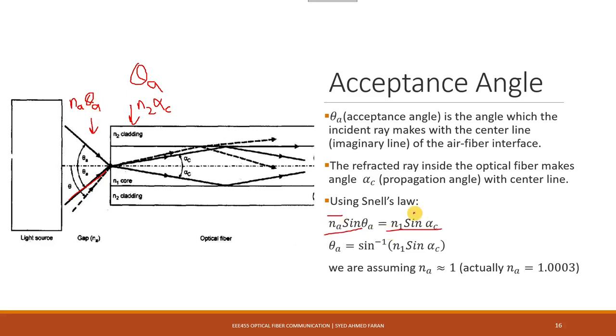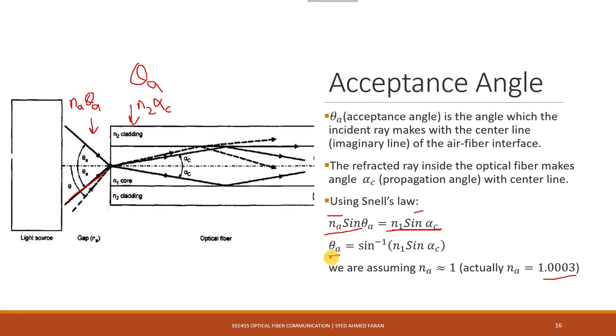This is the first medium, this is the second medium. So we want to find out this acceptance angle. The acceptance angle is equal to sine inverse of this value. We are ignoring n_a, saying this value is equal to 1, because air has a refractive index very close to that of vacuum. Not exactly, but comparable, and it makes a very small difference in the angle, so we ignore it here and say this value is equal to 1.